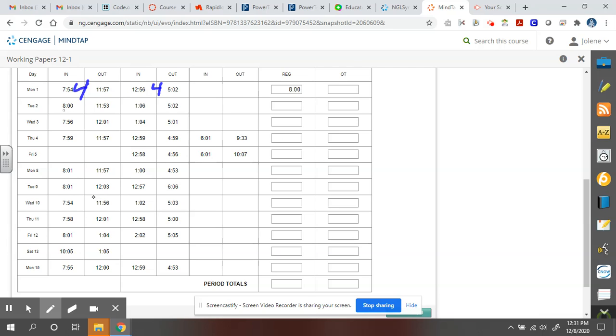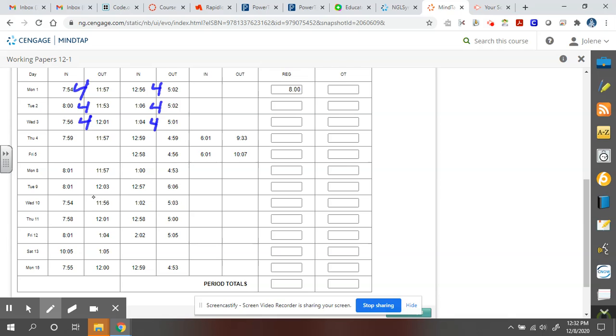So here she worked 8 hours, or she worked from 8 again to 12. 11:53 is essentially 12 o'clock, noon. And then she came back and she worked from 1:06 to 5. That's also 4 hours. Wednesday she worked from 5:56 to 12:01. That's 4 hours. And then she worked from 1 to 5. That's 4 hours.